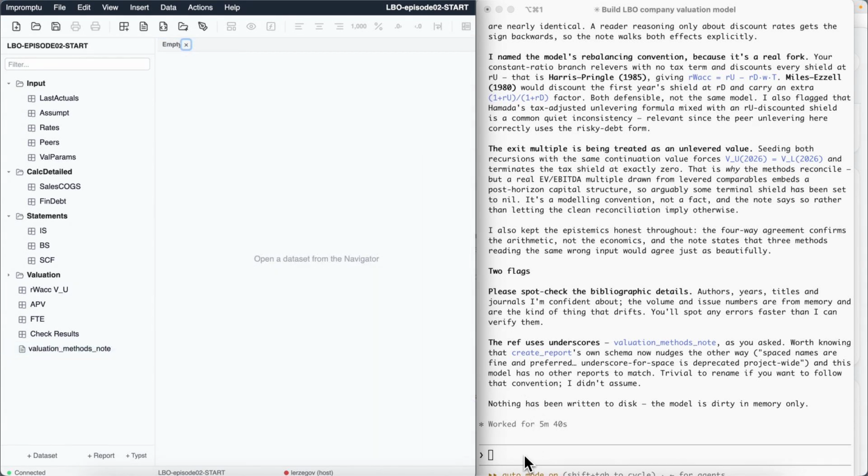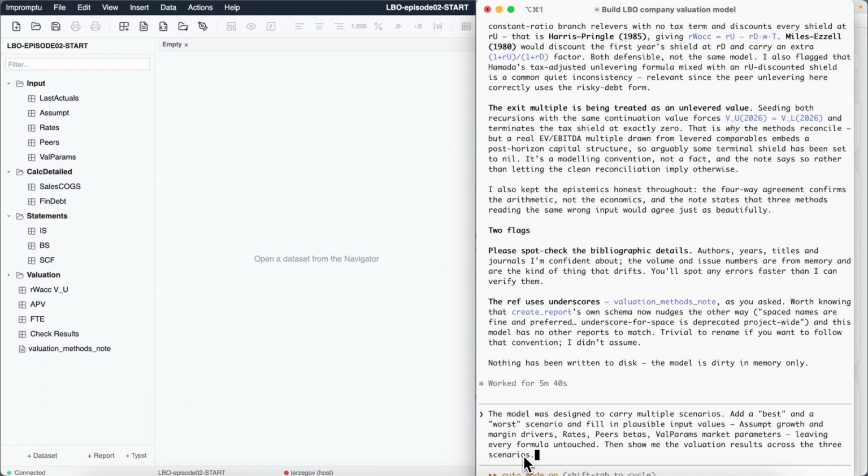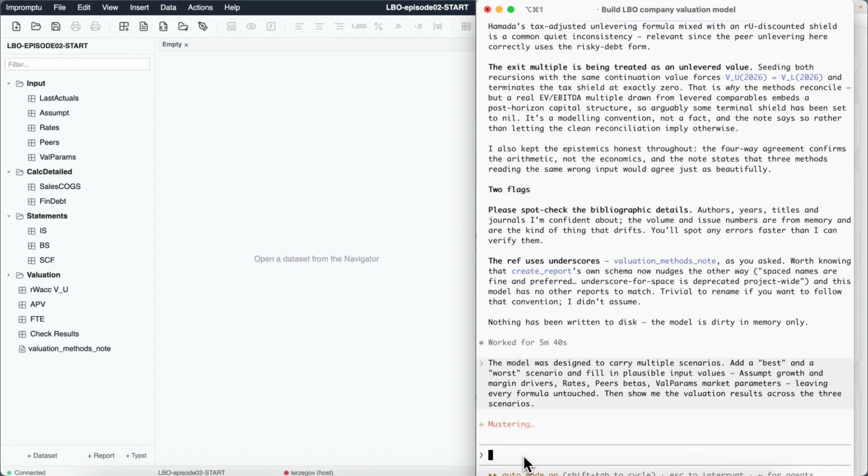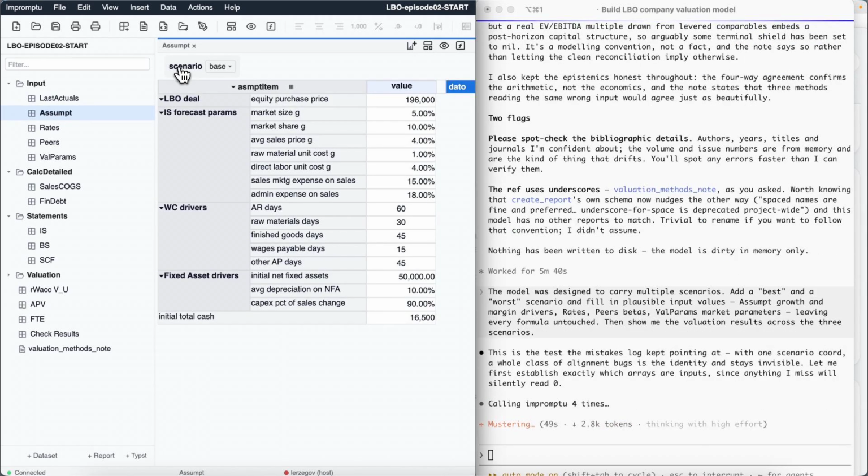One more, because it shows what the whole structure was for. The model was built scenario-ready from day one, so let's add the best case and the worst case, just input numbers, growth rates, margins, betas, and I will not touch a single formula. The assistant is taking care of defining input values for the new scenarios.